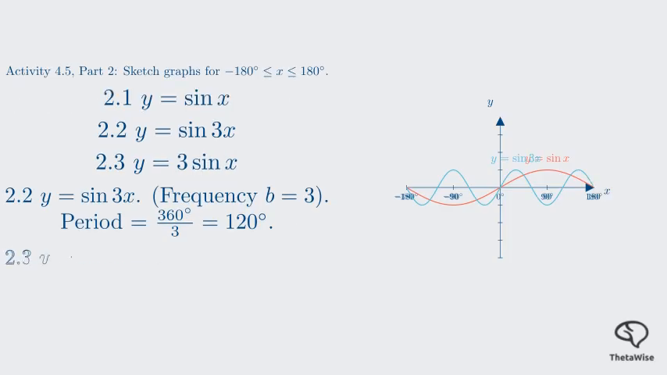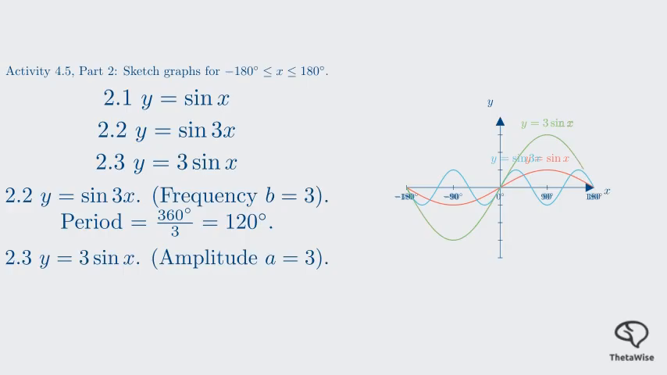Finally, equation 2.3 is y equals 3 sine x. This involves the amplitude parameter a, which is 3. The amplitude is tripled. To graph this, we stretch our standard red graph vertically by a factor of 3. The maximum will be 3, and the minimum will be negative 3. Let's draw this in green. This gives us a much taller wave. Here are all 3 graphs on the same system of axes. We can clearly see the effects of amplitude and frequency.